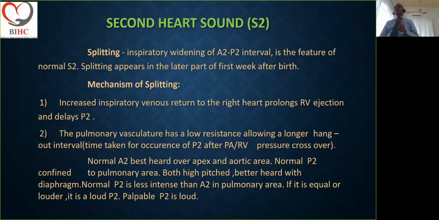So now we have explained how to hear the split: auscultate in the pulmonary area, listen in quiet breathing. In inspiration, look for the widening and audibility of two sounds. Then comment on the intensity of the sound. Relate P2 intensity to A2. If P2 is same or loud as A2, you call it loud. If it is palpable, you call it loud. The second sound that you hear anywhere else is the A2.